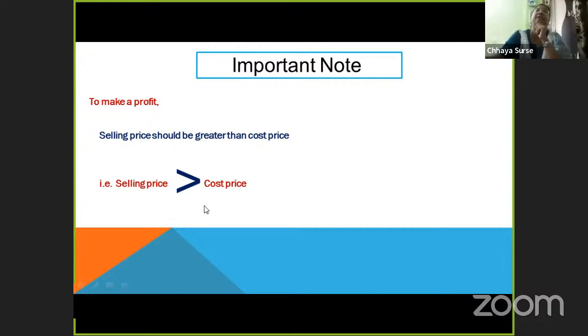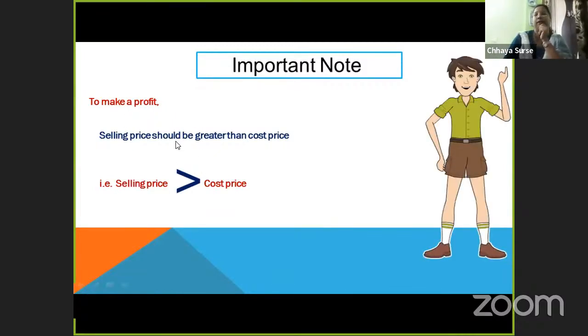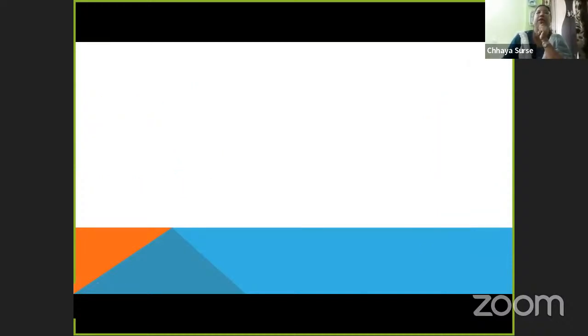So if the selling price is greater than the cost price, then we get the profit. Clear? This is very important.